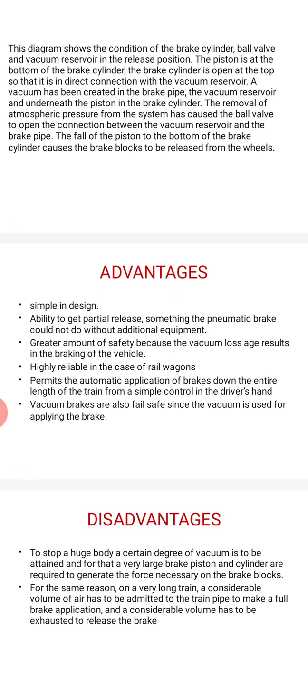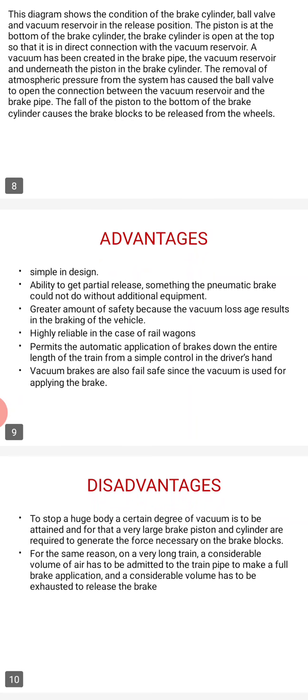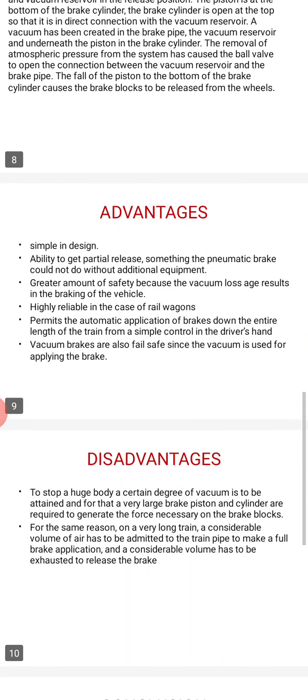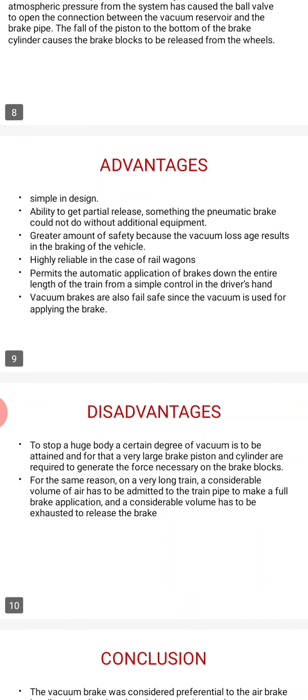Disadvantages: to stop a huge body, a certain degree of vacuum has to be attained, and for this very large brake pistons and cylinders are required to generate the force necessary on the brake blocks. For the same reason, on a very long train, a considerable volume of air is admitted to the train pipe to make a full brake application, and a considerable volume has to be exhausted to release the brake.